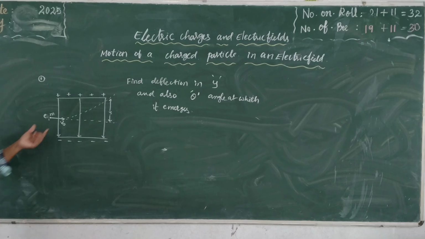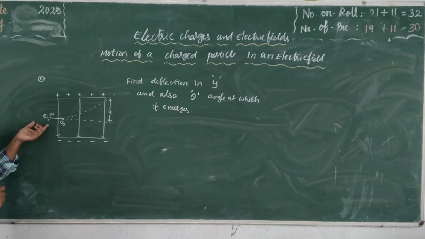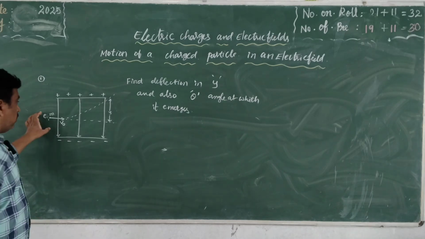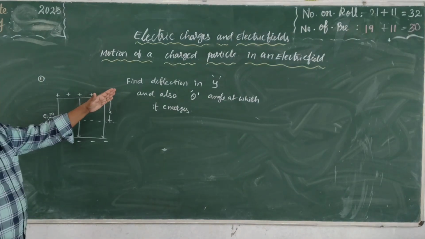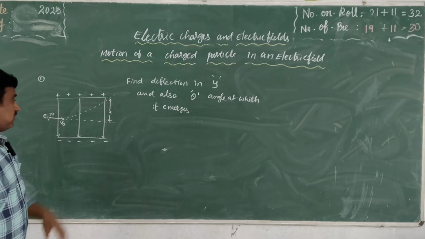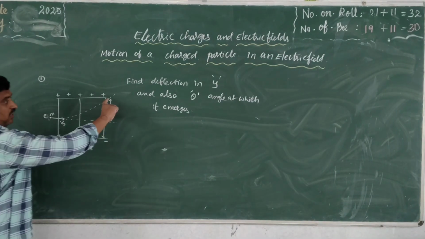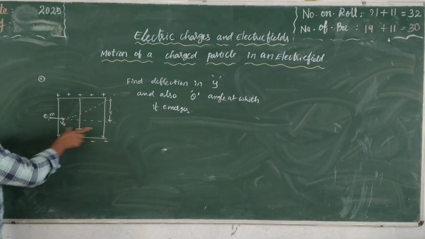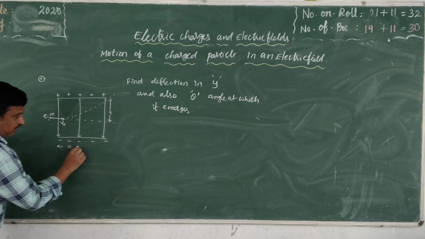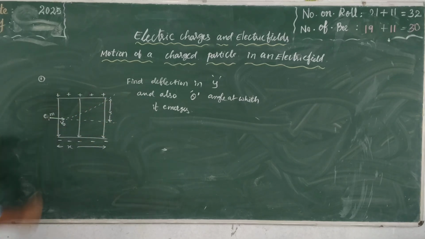For that, see here, it is the initial velocity. It is the electron or charged particle, E, electron. The electron is moving towards the positive charge. That's why it will deflect in this direction. See here, this is the deflection in y. This distance along the x axis we can take as x, and y we can use along the y axis.